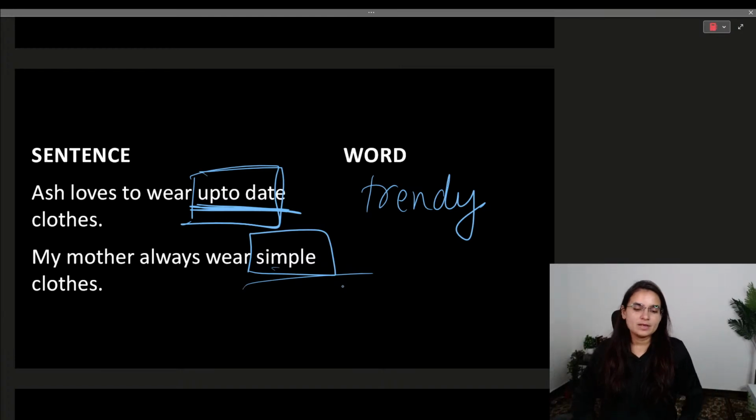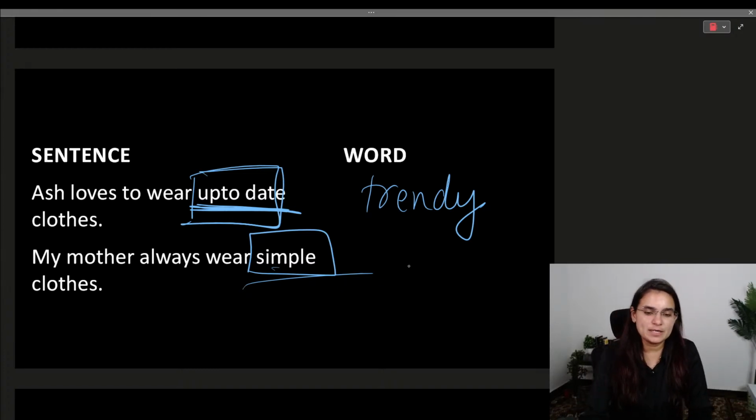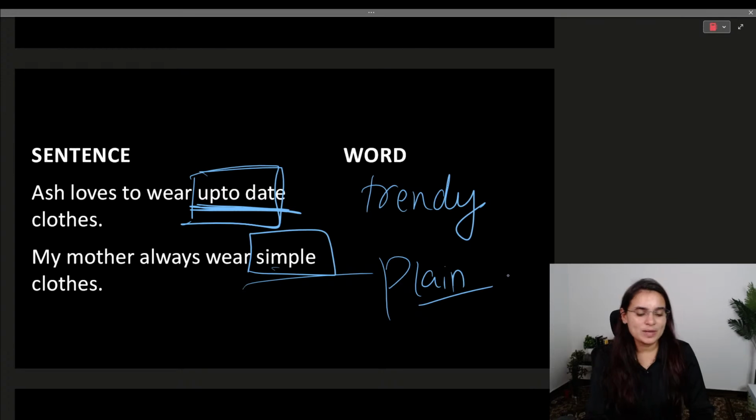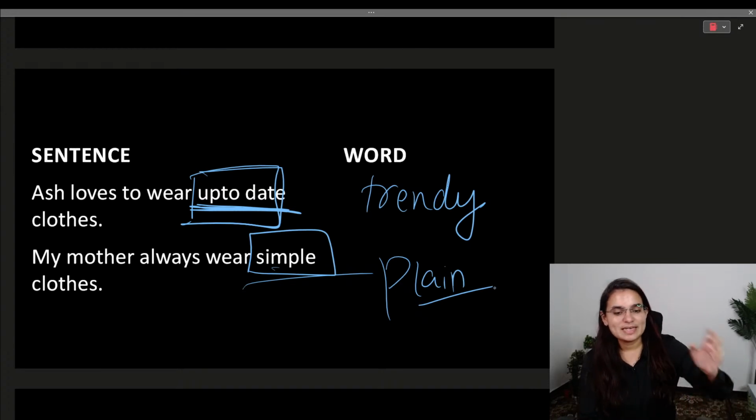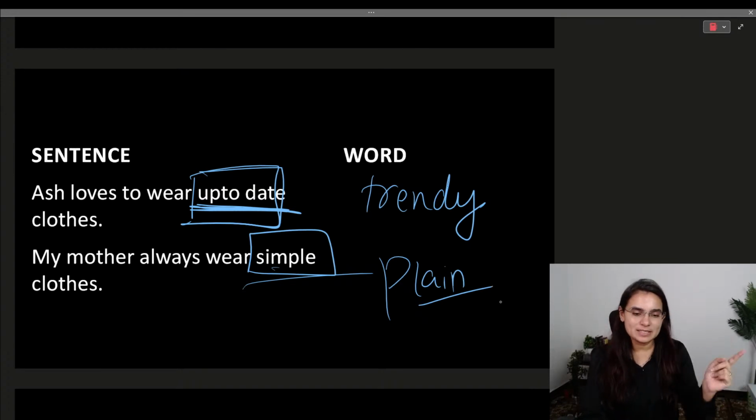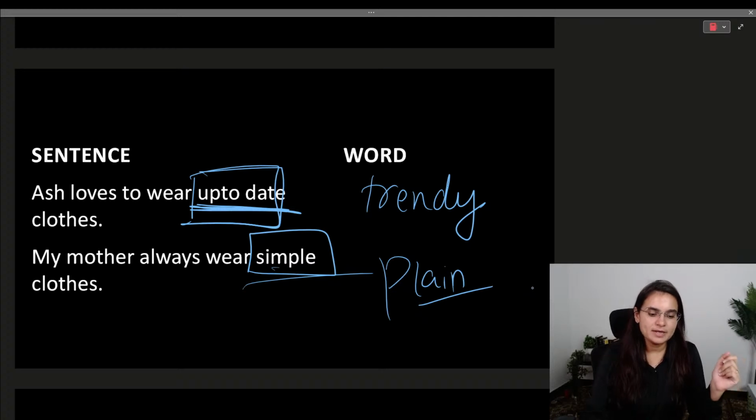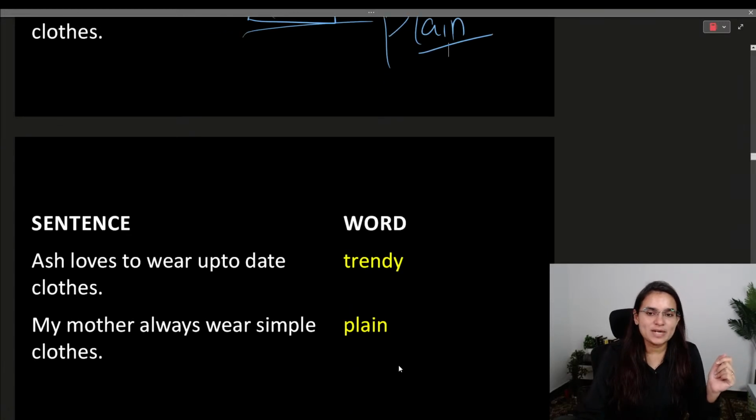Thank you. Classy, fine, but classy and simple can go together, but you have to think of a better word. There is a word which we discussed which is very simple: plain. My mother always wears plain clothes. Casual, fine, but casual has a different meaning. Okay. All right. The answer is trendy and plain. Traditional, you can think of traditional, no doubt about it.